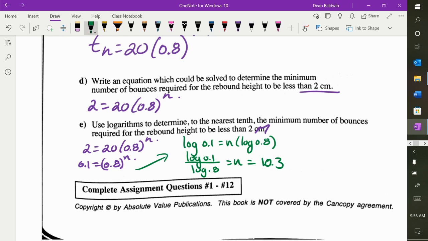When is it 2 meters? When will it be less than 2 meters? Which bounce? The 11th bounce, right? You have to bounce one more. After 10 bounces, or 10.3 bounces, it bounces up to 2. So it's the next bounce that will be less than 2. Okay? Bounces to be less than 2 meters.